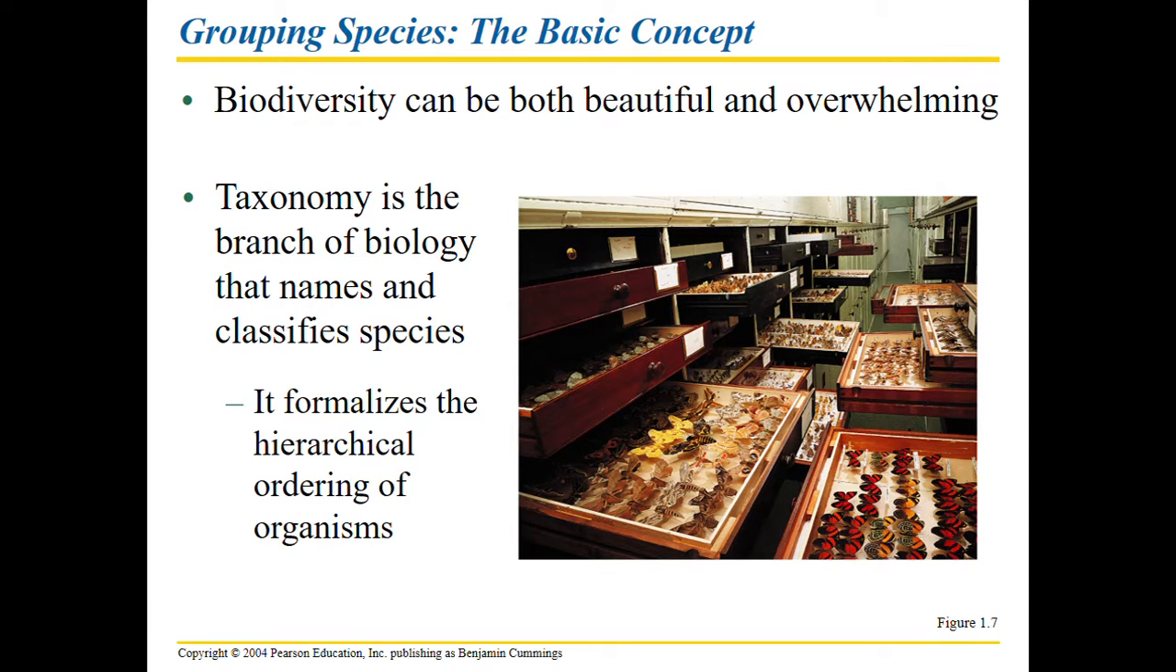So biodiversity is just so vast. This example right here is just a lot of different species of butterflies. Who knew, right? Taxonomy is the branch of biology that names and classifies these species. Binomial nomenclature, where we talk about genus and species, is part of this, and we'll talk about that later.